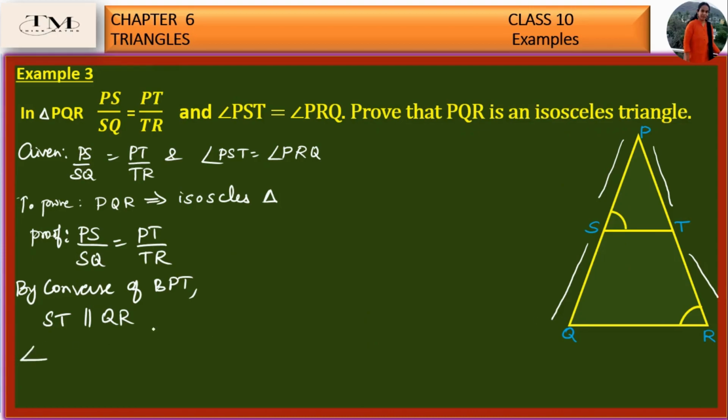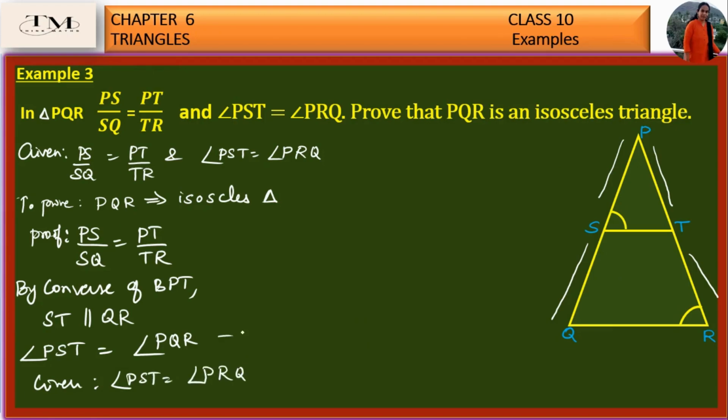So what is their corresponding angle? Angle PST will be equal to angle, and their corresponding angle is SQR. Okay, or PQR. So let us take PQR. So this angle S and this angle Q will be equal. That is angle PST and angle PQR are equal. So but what is given? Angle PST is equal to angle PRQ.